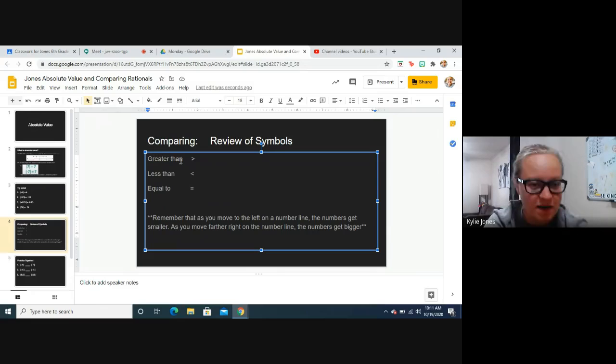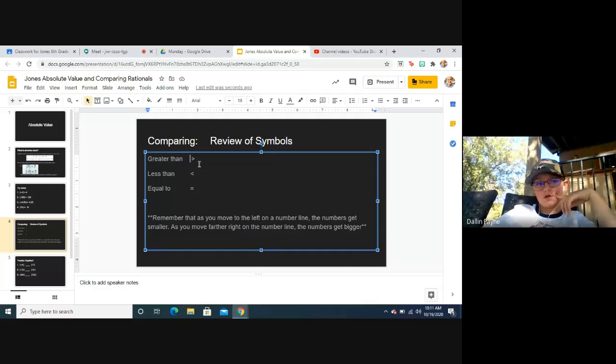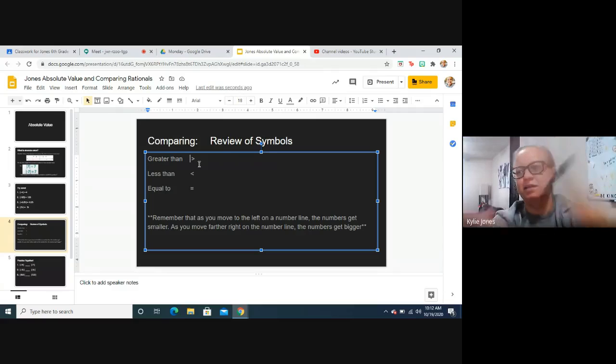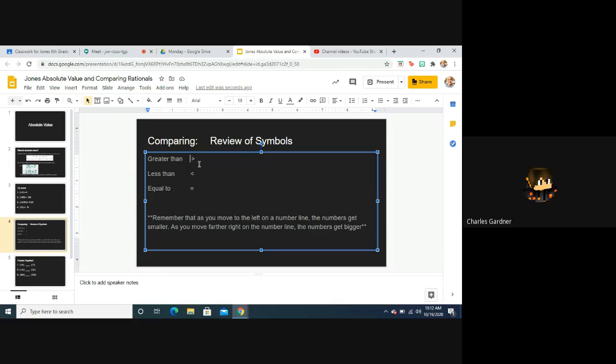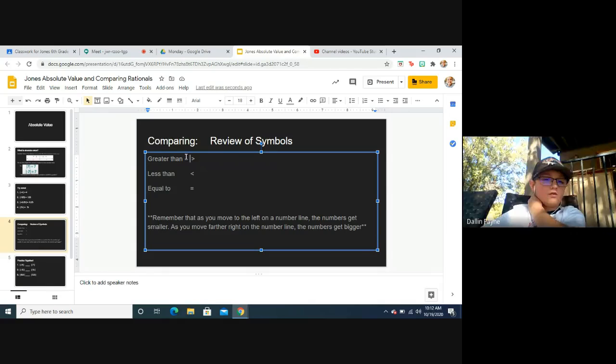When something is greater than, the number that's bigger goes before, so it's like the open part. I'm pretty sure you guys learned it in 3rd and 4th grade as the alligator sign. Exactly, the alligator eats the bigger number, right?